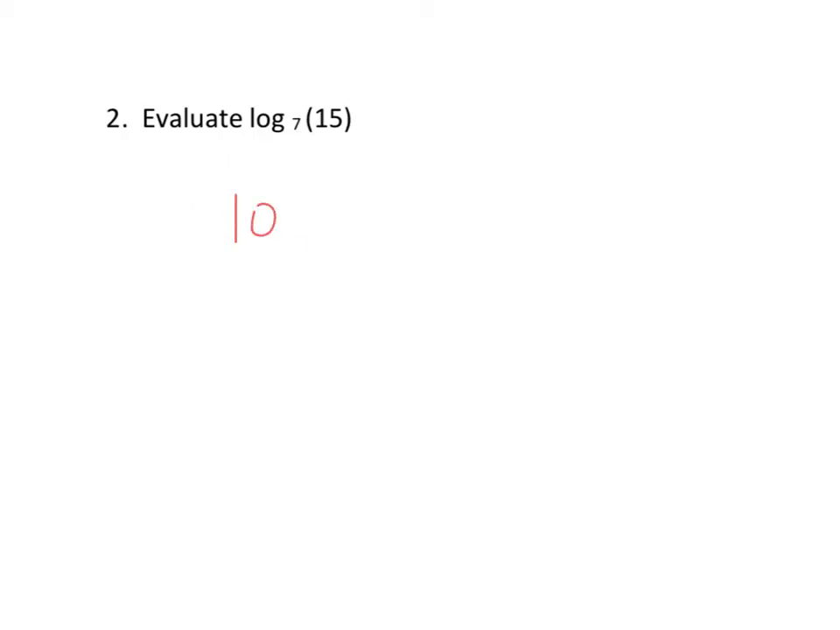This question, to evaluate it, use the change of base formula, which means do log over log and put the base on bottom. Use alpha y equals in your calculator, close your parentheses, and you're going to get an answer of 1.392.